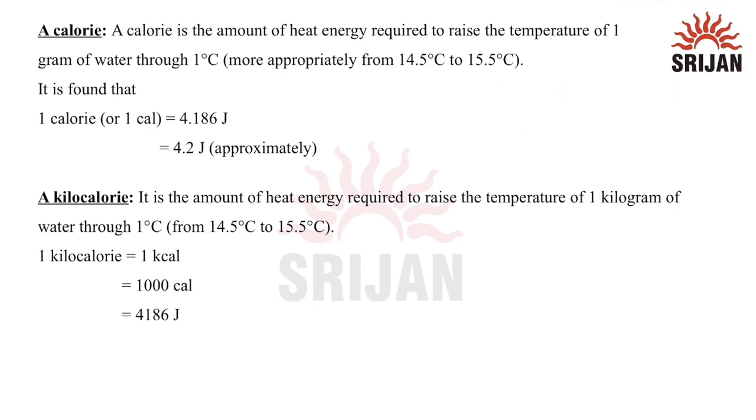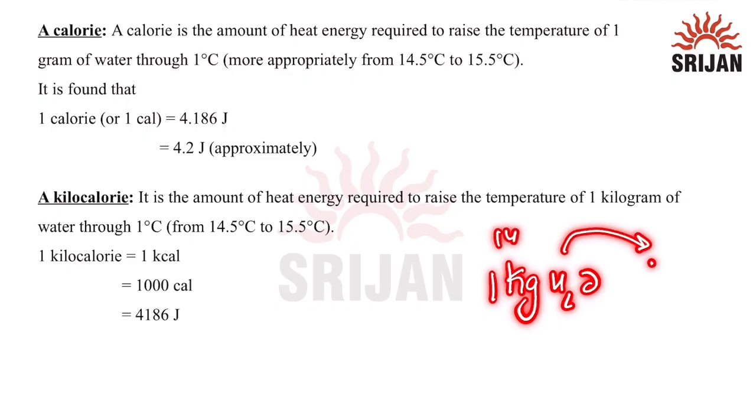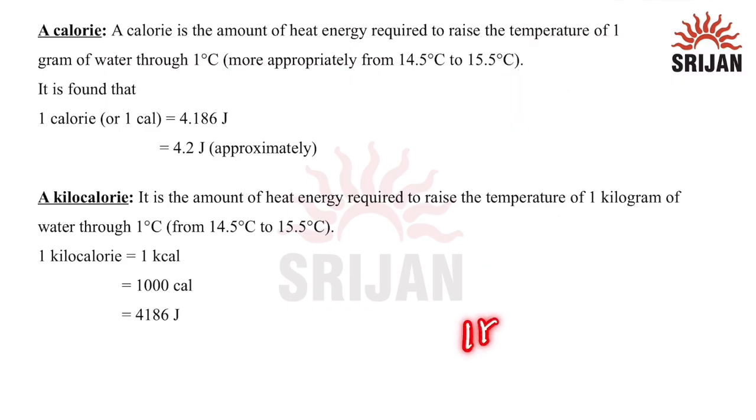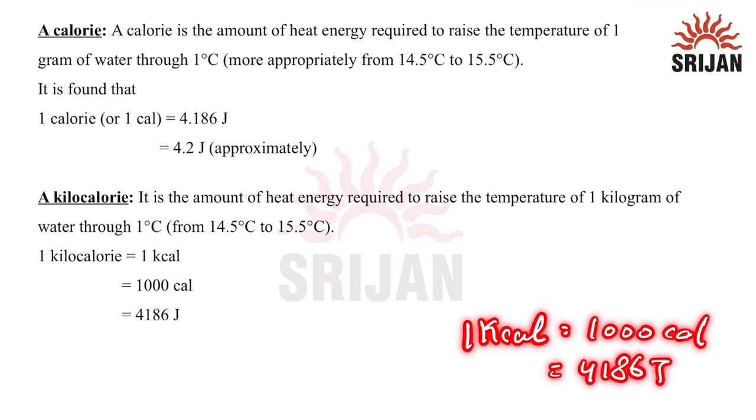Now, what is a kilocalorie? It is the amount of heat energy required to raise the temperature of 1 kg of water by 1 degree Celsius. Let's say again from 14.5 degrees Celsius to 15.5 degrees Celsius, but this time for 1 kilogram of water in place of 1 gram. We calculate that 1 kilocalorie is 1000 calories, which is 4186 joules.